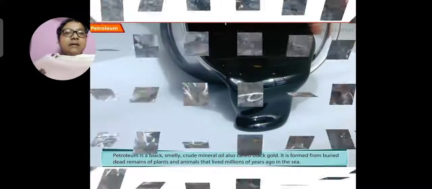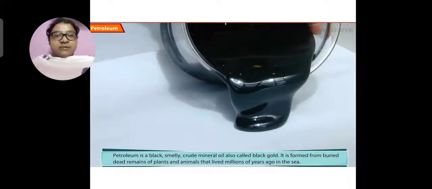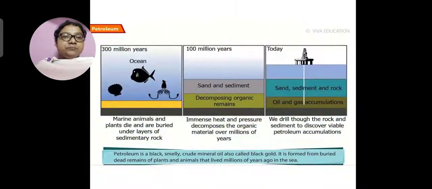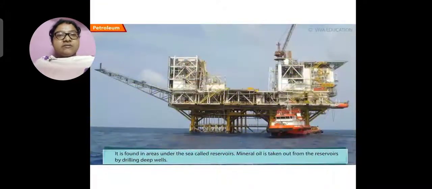Okay, so the next example is petroleum. Petroleum is black and has a peculiar smell, and it is also called crude mineral oil. It is also called black gold. It is formed by the same process as coal, like all the natural fuels, that's why it comes under non-renewable sources of energy.